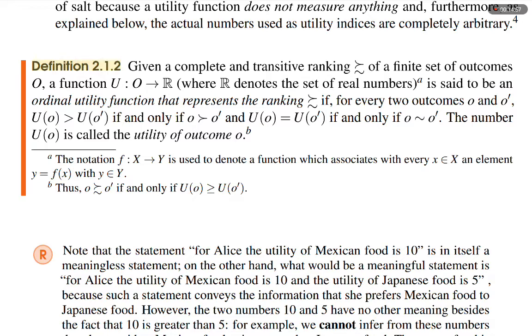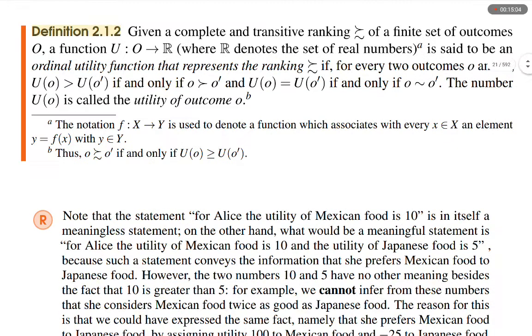for every two outcomes O and O prime, U(O) is greater than U(O prime) if and only if O is better than O prime, and U(O) is equal to U(O prime) if and only if O is just as good as O prime. The number U(O) is called the utility of outcome O.